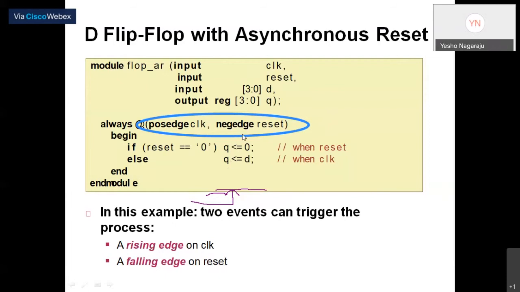That means when reset occurs, you don't know, which is why you have to look for it. Whenever reset goes to a low value, you have to immediately pull the output to zero. Otherwise, you are always listening to the positive edge of the clock, and whenever the positive edge of the clock occurs, Q gets D. So this process is sensitive to the rising edge of the clock and a falling edge on reset. Q would be reset when reset is zero, otherwise Q gets D when the clock is high. That's what this always block is sensitive to.